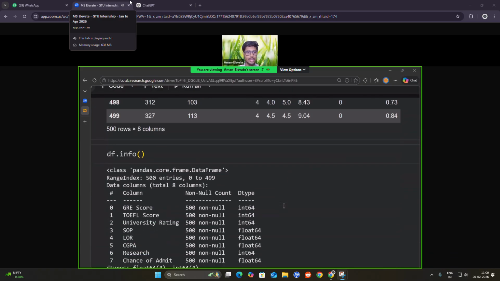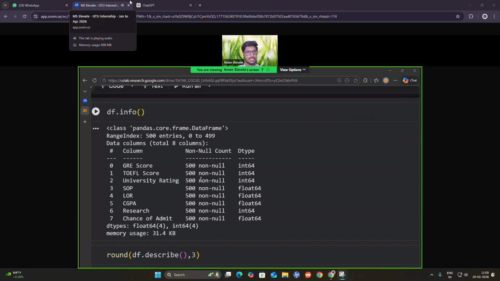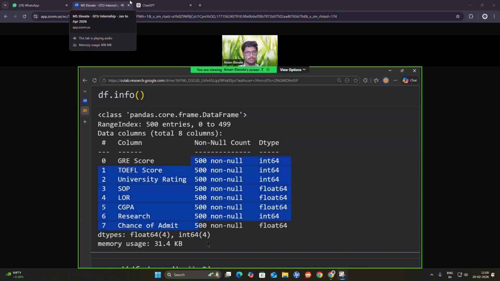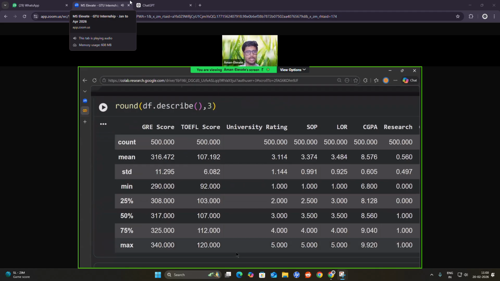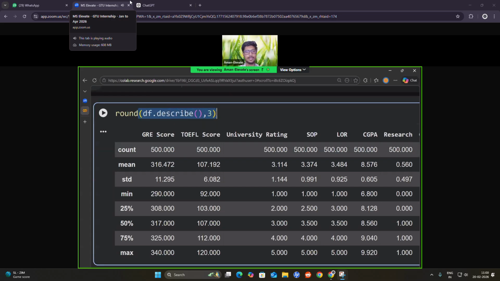Now let's understand this info part. What you can see, there are no null values. All the values are perfect, so no data cleaning is required. No need to waste time on data cleaning. So now this is our describe.